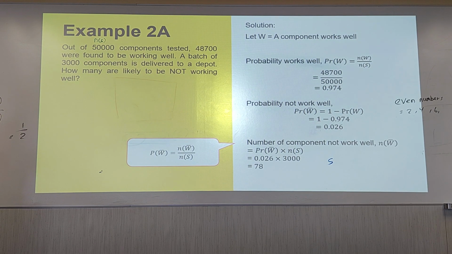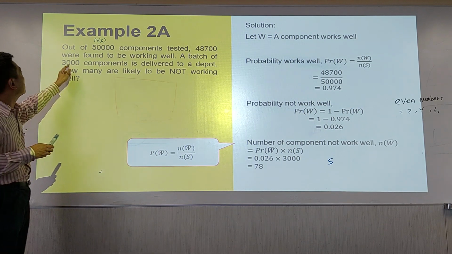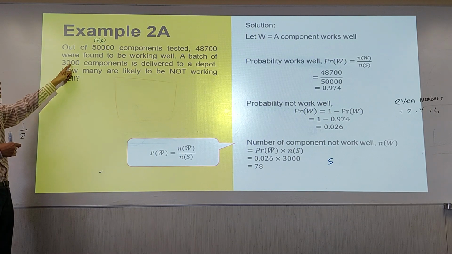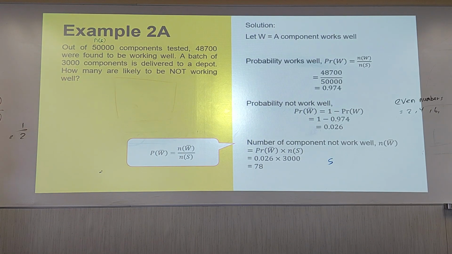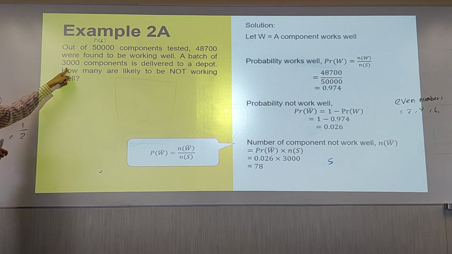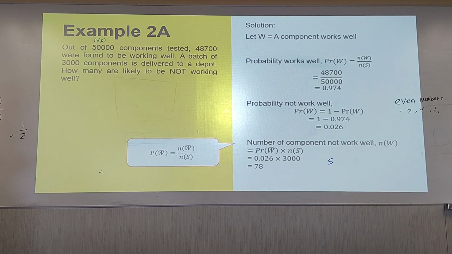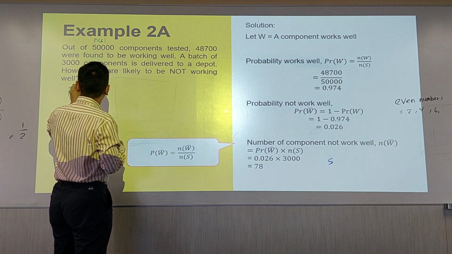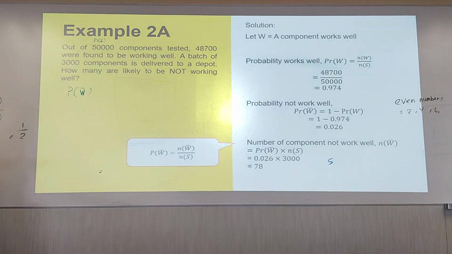Then a batch of 3,000 components is delivered to the depot. So how many are likely to be not working well? This question is asking, if we deliver 3,000 components, how many are not working well? Not working well, we can use PW bar to represent not working well.